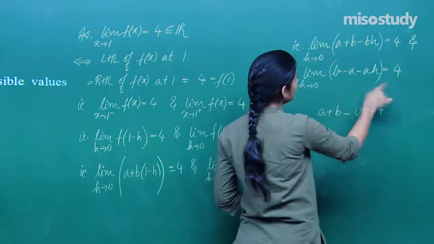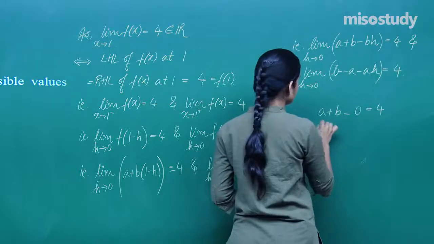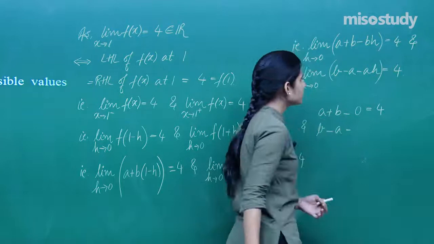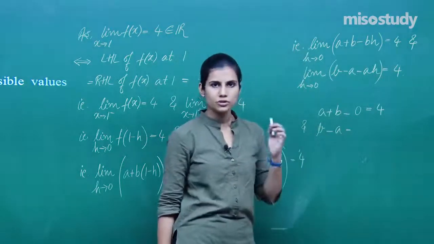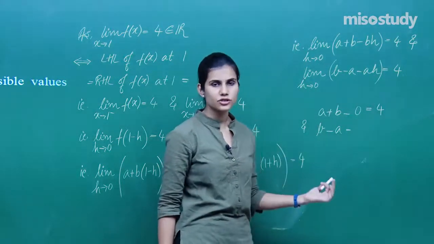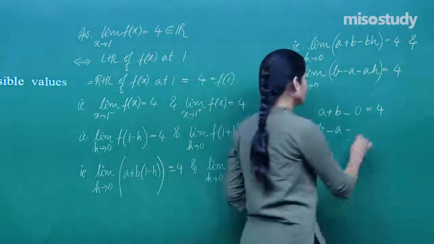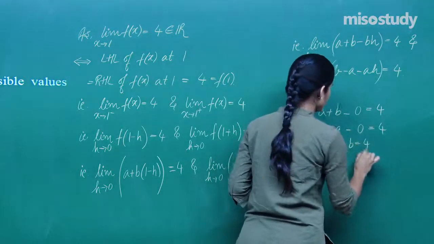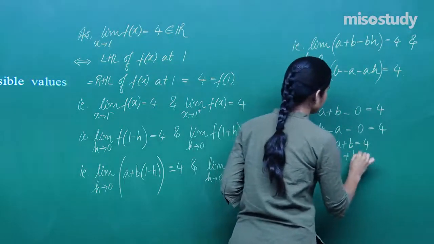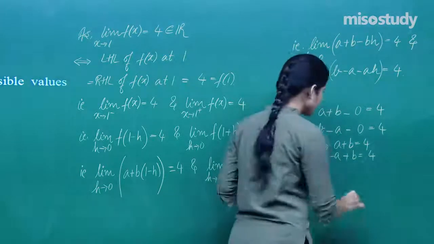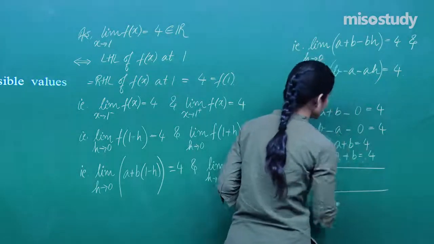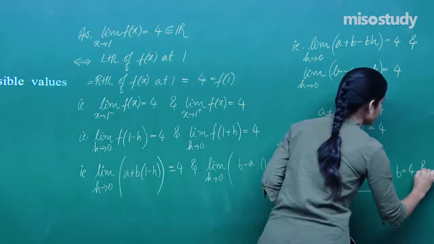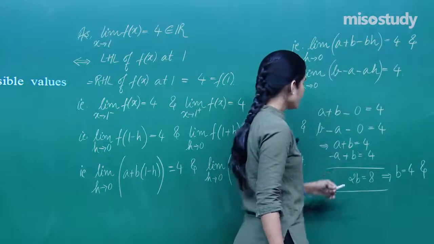The limit as h tends to 0 of b minus a minus ah is the limit of b, which is b, it is a constant, minus the limit of a, which is a, minus the limit of ah, a is a constant, comes out, so it is equal to a times the limit as h tends to 0 of h, which is again 0, so a into 0, which is 0. So you have a plus b is 4 and minus a plus b is 4. What do you get from here? This cancels out, you get 2b equals 8, which implies b is 4, then a is 0.